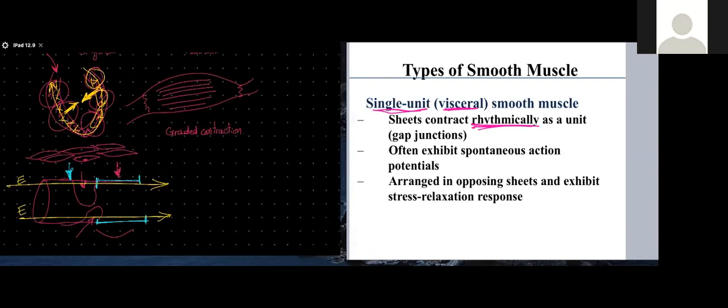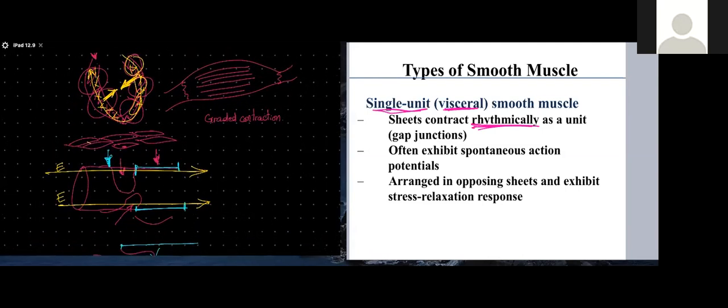So here, single unit smooth muscles have gap junctions in between, which allow the signal to travel freely, causing the excitation of all the smooth muscles. They act as, again, one unit. You can't contract part and leave another part without contracting. All right, this is single unit smooth muscle. Another name for it is visceral smooth muscle.